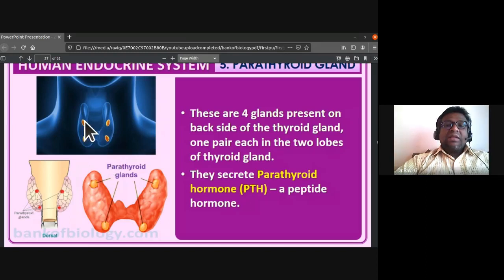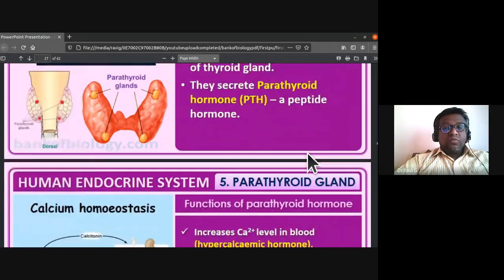So the parathyroid glands are four glands present on the backside of the, as the name indicates, thyroid. Each lobe has two of these glands. They secrete parathyroid hormone, PTH, which is a peptide hormone. Peptide means proteinaceous in nature, isn't it? So they secrete parathyroid hormone, which is a peptide hormone.